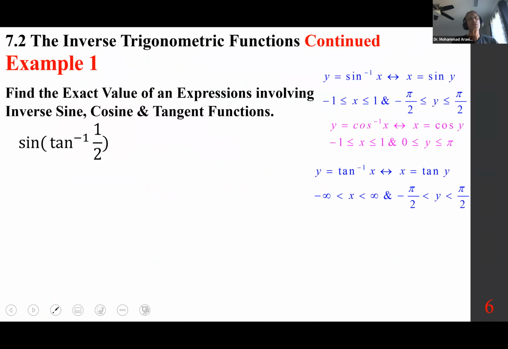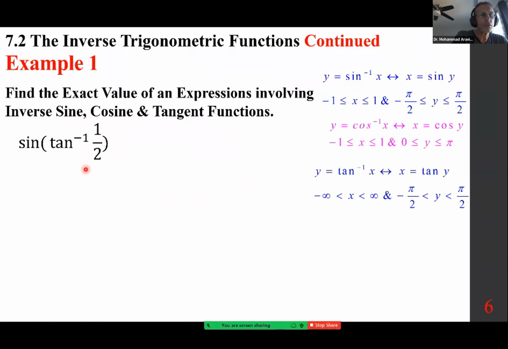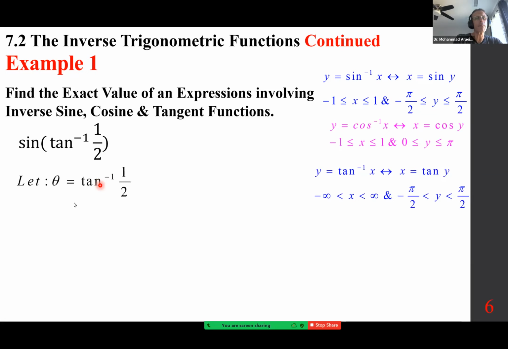Let's add to this by looking at more inverse trigonometric functions. We want to find the exact value of this expression. When we look at sine of tan inverse of 1/2, we should recognize this is an angle or arc. Let's call this theta, or alpha, beta, gamma, whatever you like. By definition, tan of theta is 1/2. And because it's an inverse function, theta is between negative and positive pi over 2.